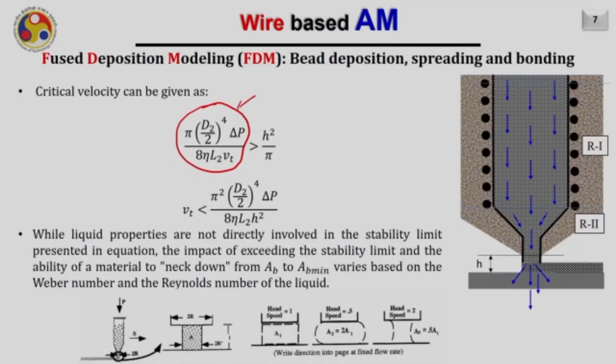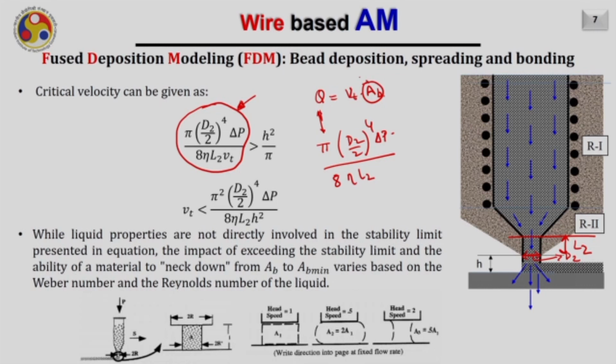So, for that, let us use the formula which utilizes the flow rate, and it says that Q is equal to Vt into the deposited bead area AB, and the value of Q we have obtained by the Hagen-Poiseuille equation, which says it will be pi (d2/2)^4 delta P divided by 8 eta L2, where d2 is the nozzle opening diameter and L2 is the length of this region 2. Therefore, I can easily find out from here the value of AB.